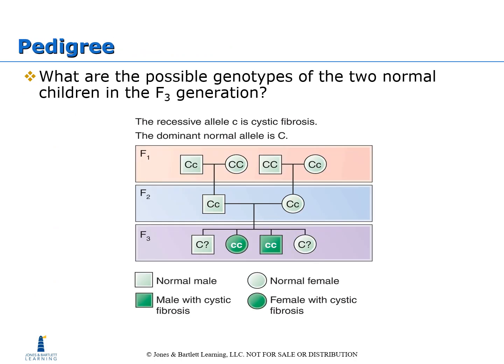This is a classic pedigree question. The answer depends on the inheritance pattern. If the trait is recessive, the normal children could be either homozygous dominant or heterozygous carriers. Without more information, the possible genotypes are uppercase A uppercase A or uppercase A lowercase a. They cannot be lowercase a lowercase a because they are normal.